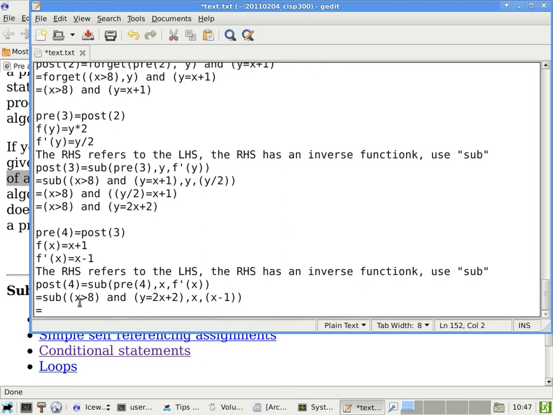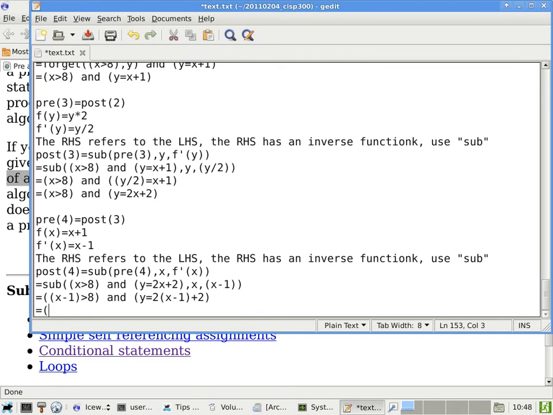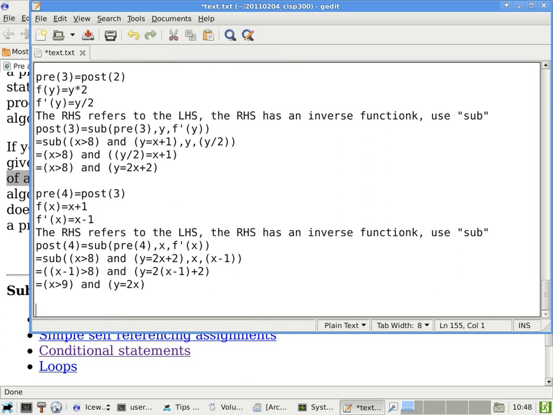And then in the following step, we take the original expression, paste it here, and then every time we see x, we replace it with x minus 1. Don't forget the other one, because if you do it to one and not the other one, then it won't be right anymore. Okay. So if you want to simplify, it becomes x is greater than 9, and y equals, let's see, y equals 2x. Is that right? That looks right to me. Okay, that's the post condition of these 4 lines of assignment statements.